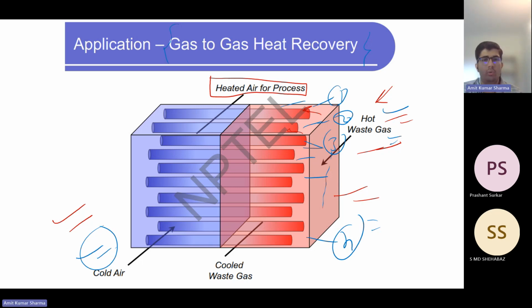Okay, and we also know the heat pipes are very reliable. They are very cheap. So it is very easy to install these. It is easy to use these. So that's why it is best to use for gas to gas recovery from exhaust gases.